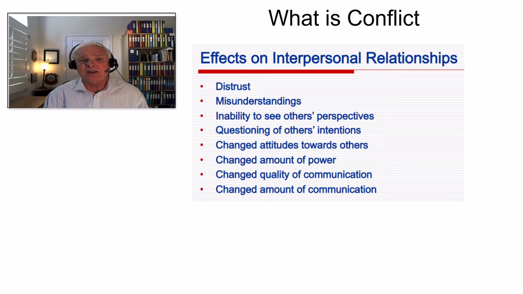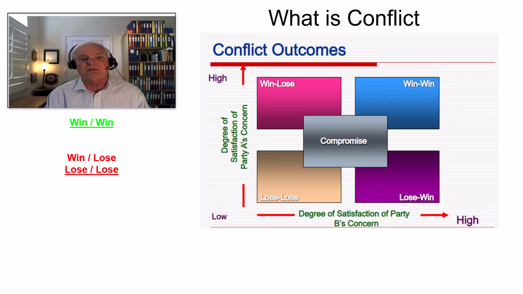They have misunderstandings that happen when you would think that there should be a clear understanding of what's going on. An inability to see someone else's perspective, questioning the intentions of other people, changed attitudes towards others, changed amounts of power, changed quality of communication, and changed amount of communication. All of these are effects of interpersonal relationships based upon conflict.